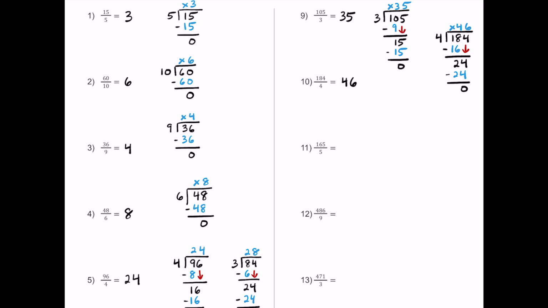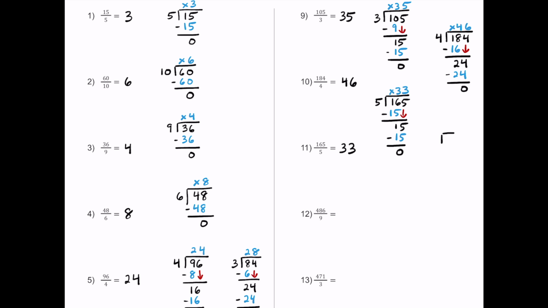For number 11, we have 165, and we're going to divide that by 5. And so 5 doesn't fit into 1, but it does fit into 16, 1, 2, 3 times. 3 times 5 equals 15, and we were off by 1. So we're going to have a remainder of 1. Let's bring down the 5 and keep going and repeat the process. 5 into 15 is going to be 3 times. 3 times 5 is 15. If we subtract, we notice there's no remainder, so 33 is going to be our quotient here.